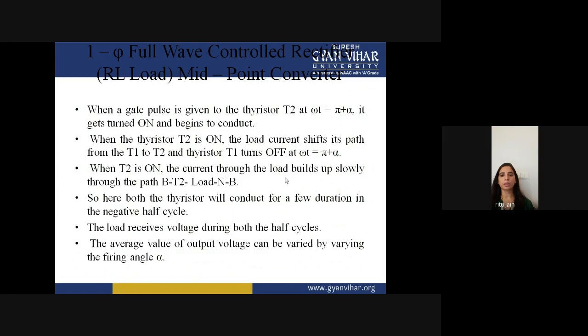When T2 is turned on, the current through the load builds up slowly and it will flow through the path of B, T2, load and B. So here both the thyristors will conduct for a short duration in the negative half cycle. So the load receives voltage during both the half cycles. So the average value of output voltage can be varied by varying the firing angle alpha.